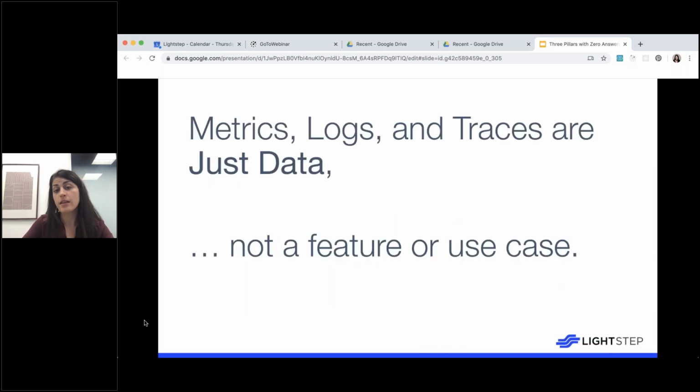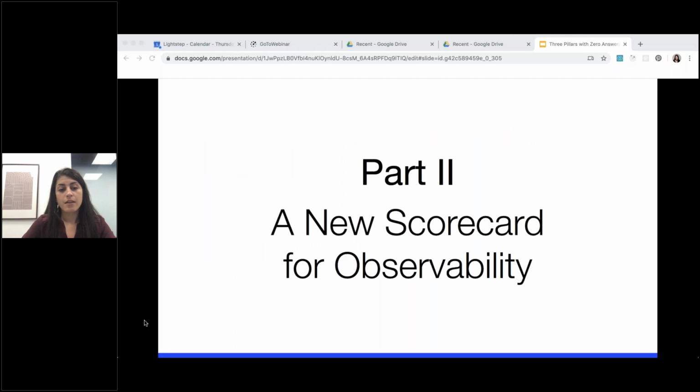So once again, metrics, logs, and traces are just data. They're not a feature, they're not a use case, they're just data. And if we can collect all of this data, but if we're not intelligent about how we consume the data, it's not particularly useful. So the second part of the talk is offering an alternative to the 3 pillars. So introducing a new scorecard for observability.